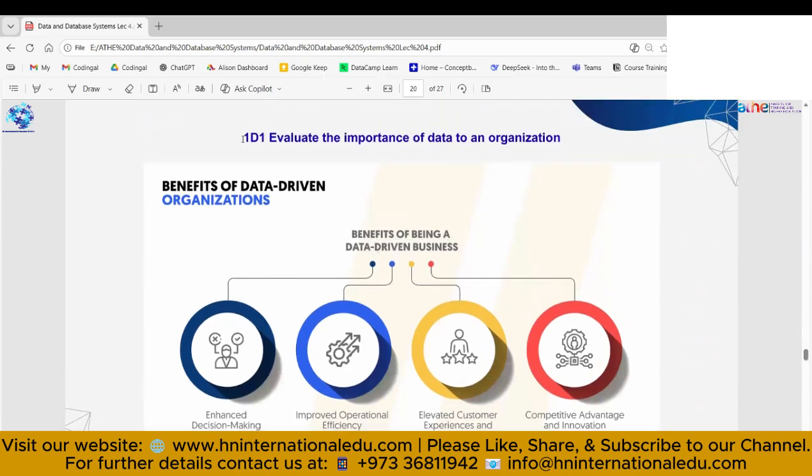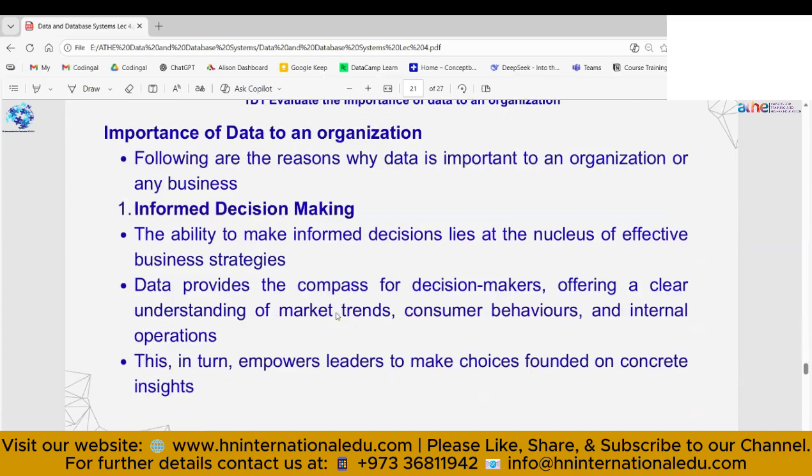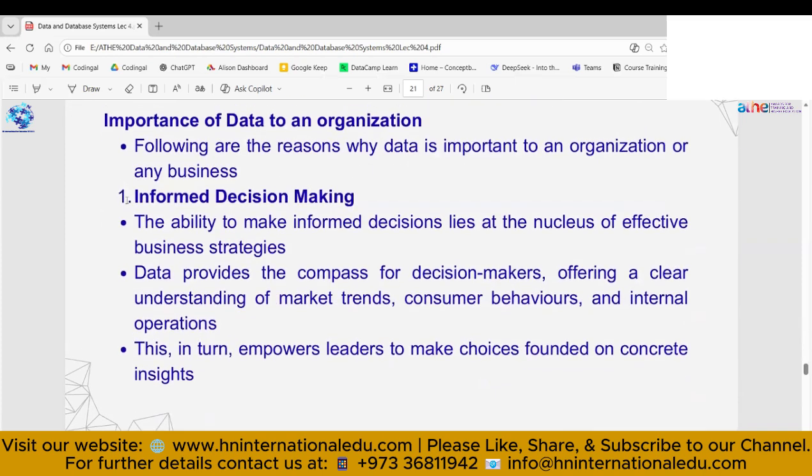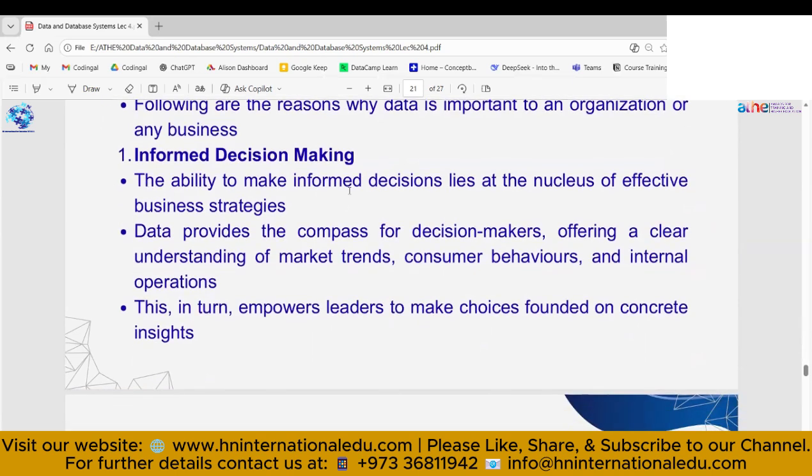And next, we're going to see this 1D1, the distinction that evaluates the importance of data to an organization. So basically, it's all of the same thing, okay, which we learned right now. So if you see the reasons why data is important to an organization or any business, first, informed decision making. The ability to make informed decisions lies at the nucleus of effective business strategies. If any company or organization does not look at their previous data, how they were performing over the years, then whatever decision they make might not be very useful. So that is why data provides a compass for decision makers.